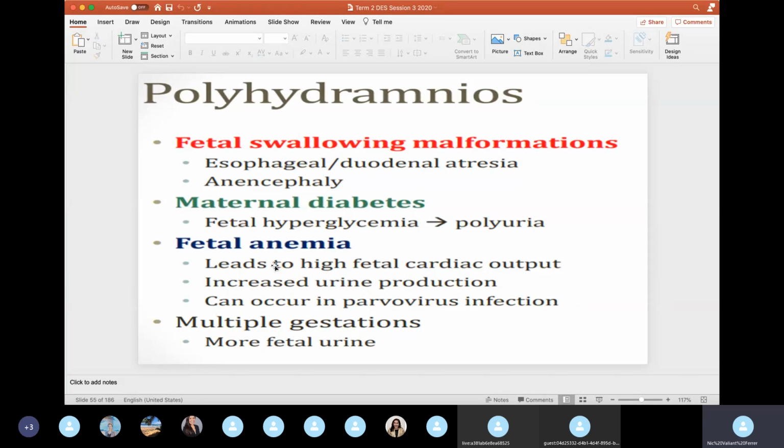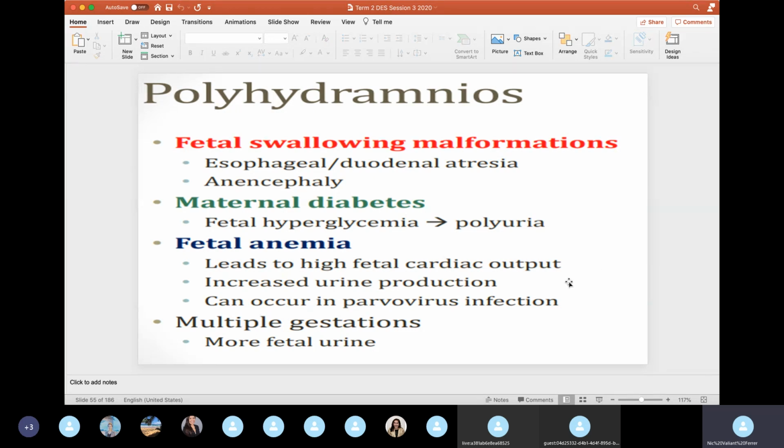Let's review those, okay? So fetal anemia also can lead to high fetal cardiac output. You have an increased urine production. It can occur in parvovirus infection. We're going to learn in term 3 about parvovirus B19, which can cause aplastic anemia. And also, don't forget, multiple gestations can cause polyhydramnios because you have more fetal urine.